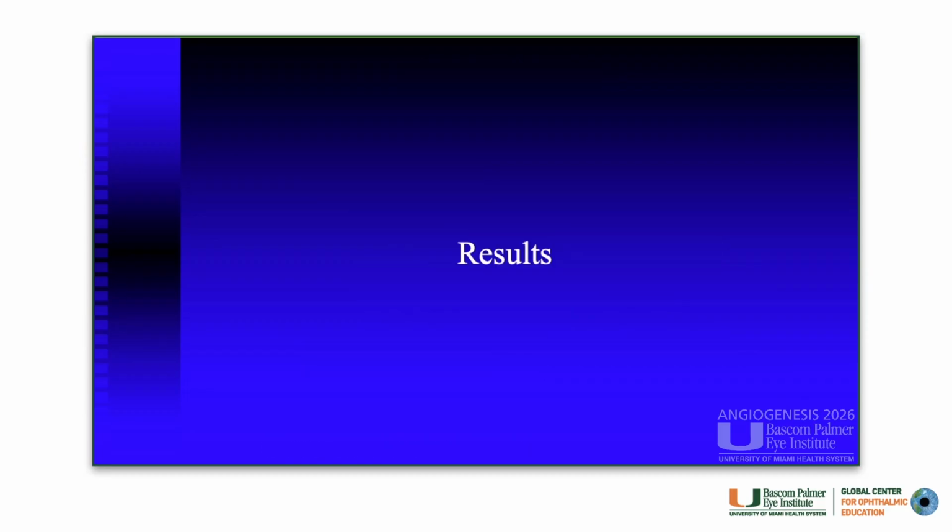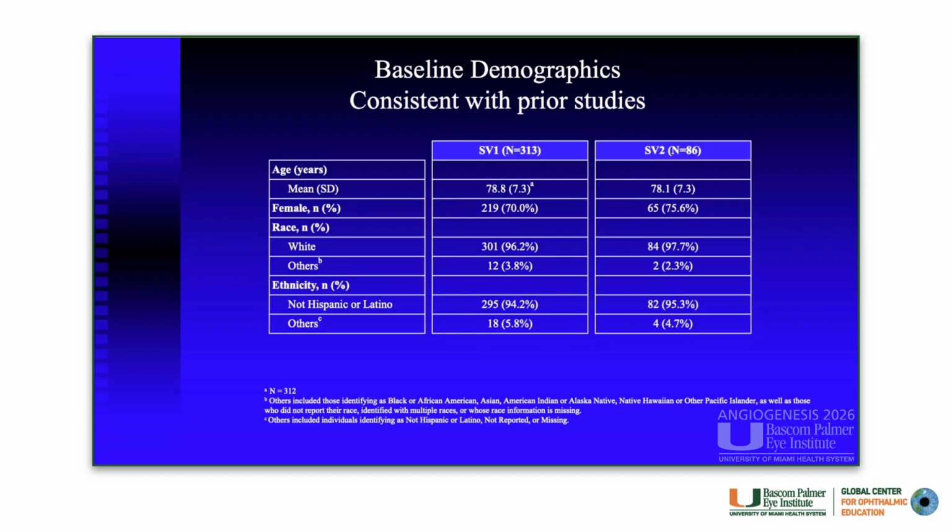And this is what we found. First of all, if we looked at the baseline demographics, these are really consistent with the previous studies. And if you look at the average age, it's about 78, 79 years old. Majority were women. Most of the patients were white. And so this is really very similar to what's been seen in previous trials. And that demographic distribution was quite similar at screening visit 1 and the group that were evaluated at screening visit 2.